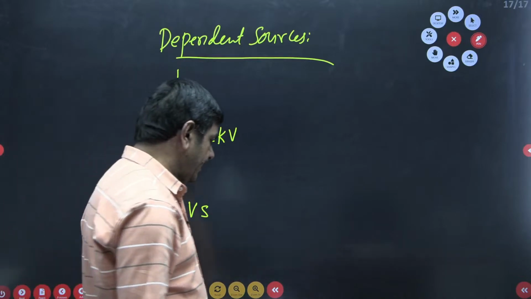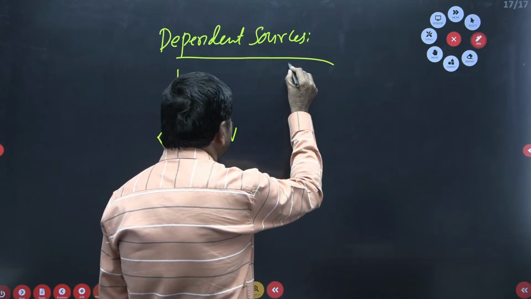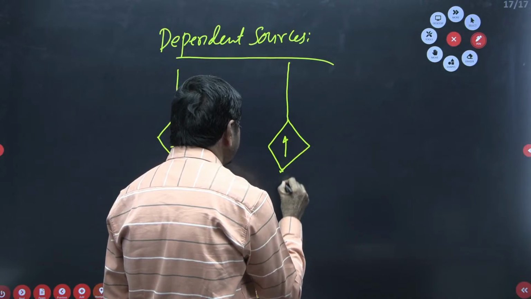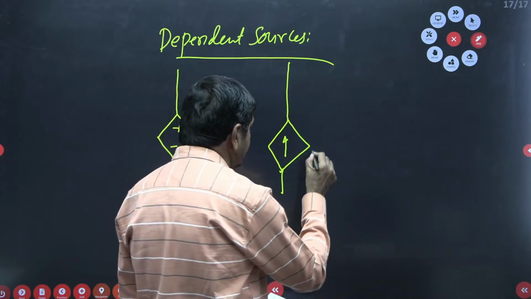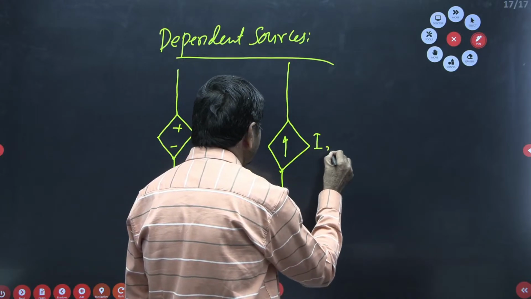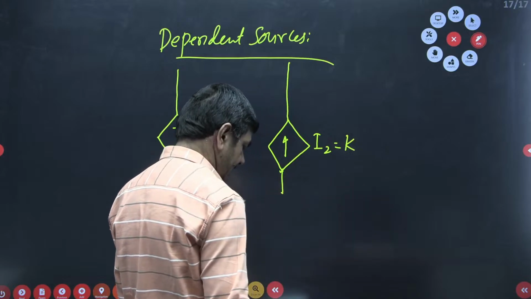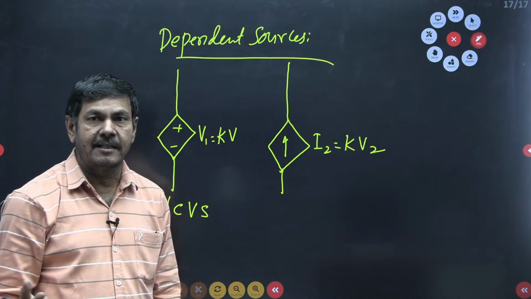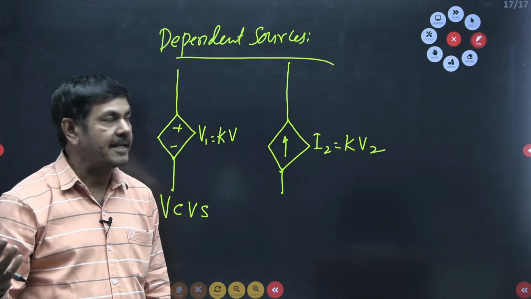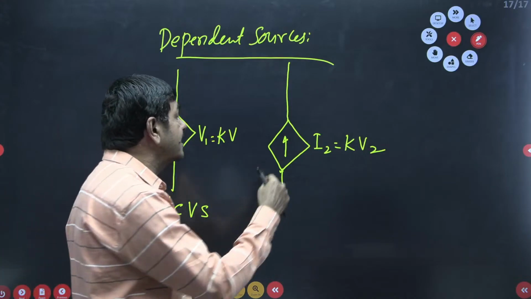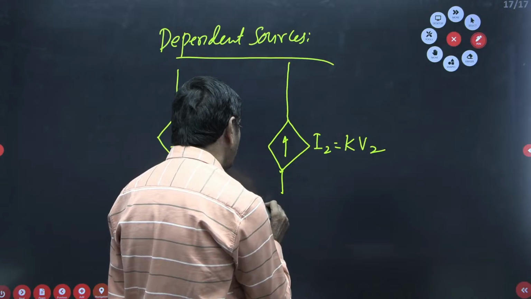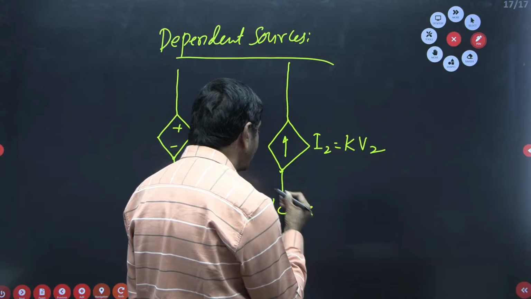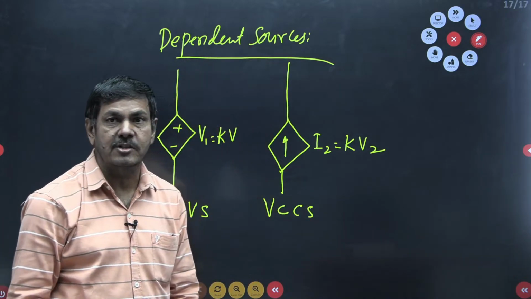And what about the current? Voltage controlled current source, I can draw like this. One current source I have taken. This current source I want to take as I2, K into V2. The current I2 depends upon some voltage. That V2 may be a drop across a resistor or inductor or capacitor or some source given here. This is said to be a voltage controlled current source. Voltage controlled current source is to be taken like this now.